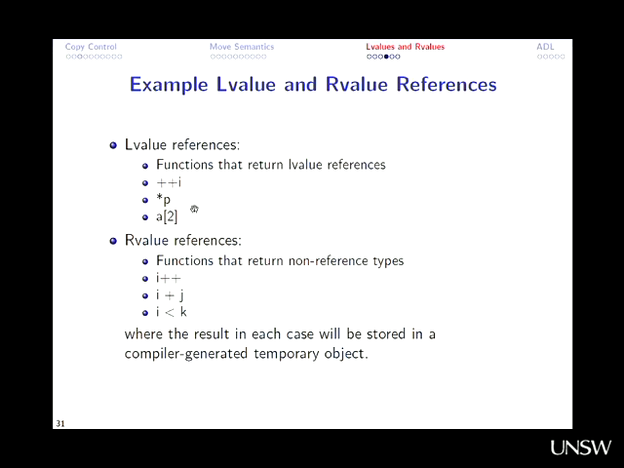Get me the location 2 in an array is an L-value. Okay, these things are all named types, named variables. R-values are functions that return non-reference types. So functions that return by value are R-values. I plus plus, post-increment, is an R-value. Okay, it's afterwards. I plus j is an R-value. It's a temporary object that I plus j gets to be a temporary object. I less than k, the Boolean returned by that, is a temporary object. Okay, so all these things are temporary objects and are R-value references. Okay.